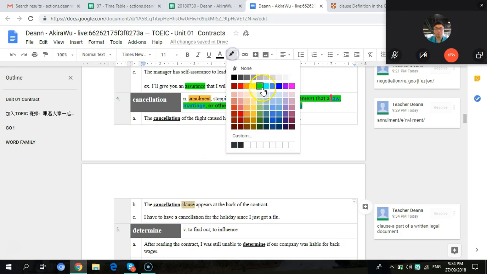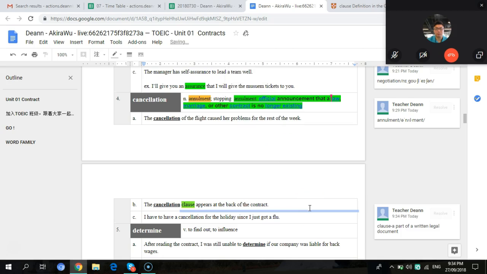Okay, clause: there is a written part of a legal document. So the cancellation clause appears at the back of the contract. Letter C: I have to have a cancellation for the holiday since I just got a flu. Okay, so now can you tell me, do you have any questions with the following sentences that we have?